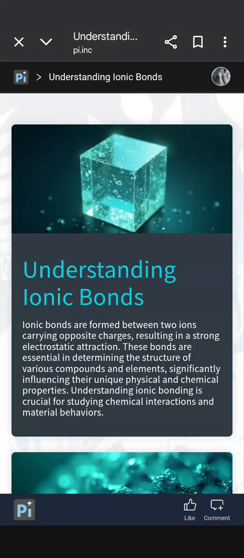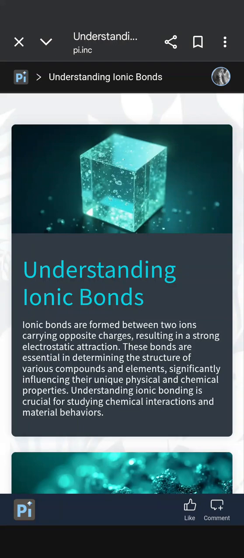The topic we are going to discuss today is understanding ionic bonds. So basically, what is an ionic bond? Ionic bonds are formed between two ions carrying opposite charges, resulting in a strong electrostatic interaction. These bonds are essential in determining the structure of various compounds and elements, significantly influencing their unique physical and chemical properties. Understanding ionic bonding is crucial for studying chemical interactions and material behaviors.